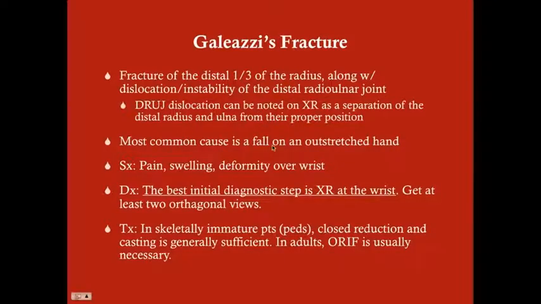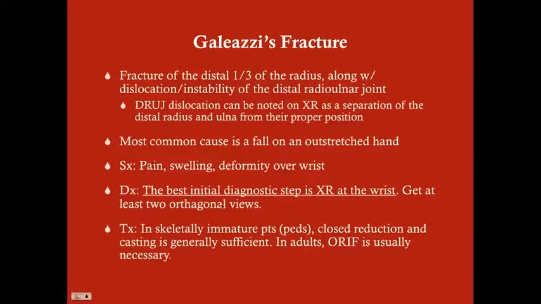The most common cause is a fall on the outstretched hand. And the symptoms are going to be pain and swelling and a deformity over the wrist. Why a deformity over the wrist? Again, with a wrist, you're talking about a really small space. So if you have any kind of dislocation, you're going to notice it because it's a small space. So if you notice a deformed wrist, then think of a dislocation of the radio-ulnar joint.